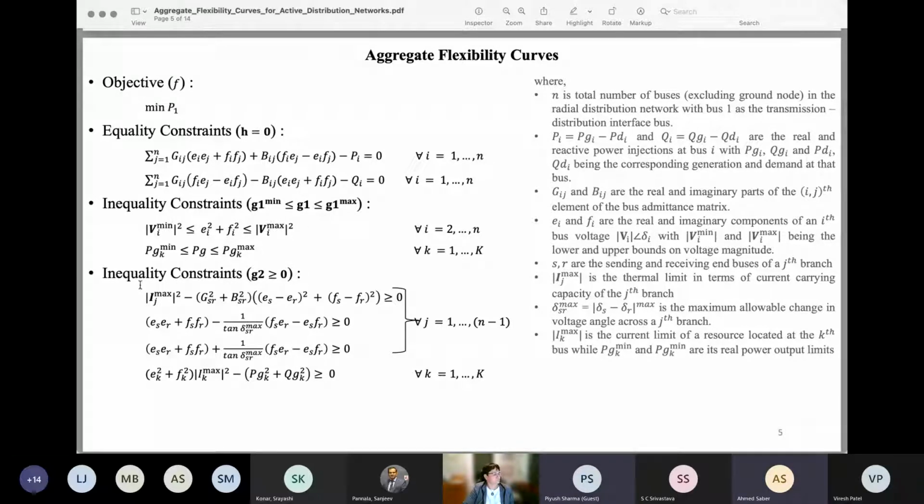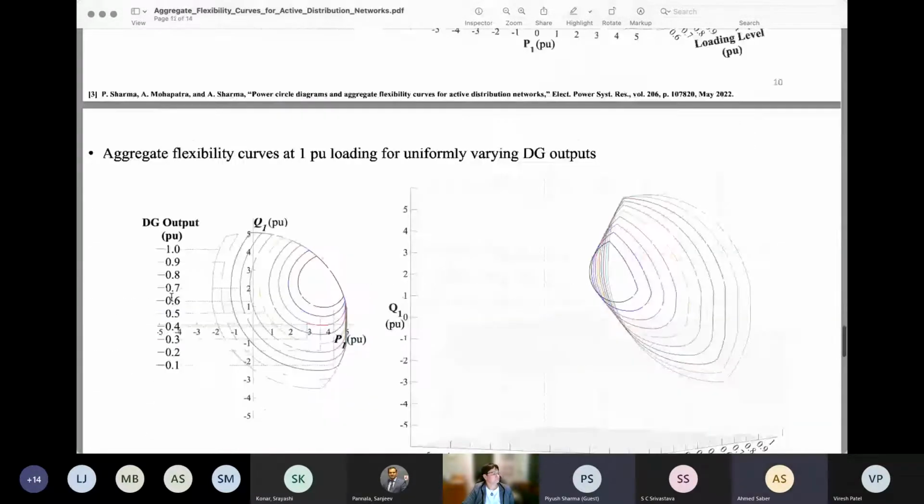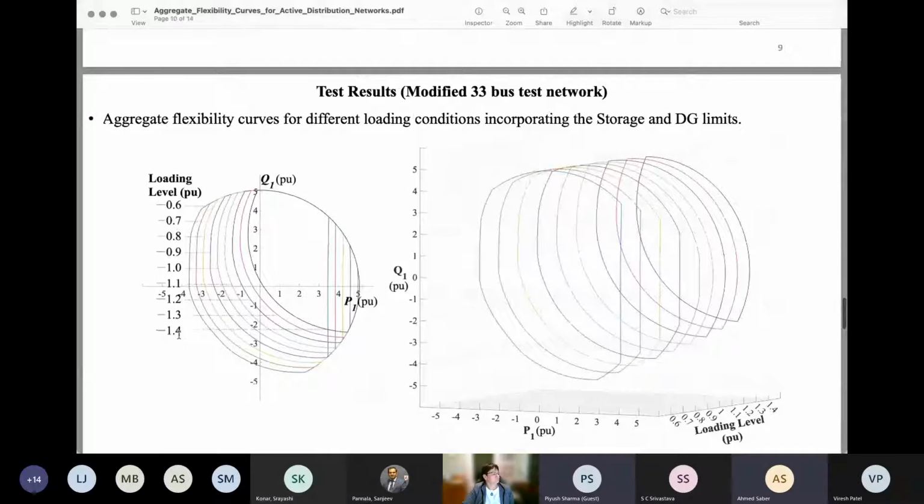So the first equation in the inequality constraints, G2 greater than or equal to 0, limits the current which is flowing through each and every branch. So the IJ max is essentially the ampacity of every branch. Okay. So let's say I have 2 distributed generators. If I add all the P and all the Qs, how much difference is there between this curve and that? Sir, if you add all the P and all the Q, essentially you should get a circle, a complete circle.